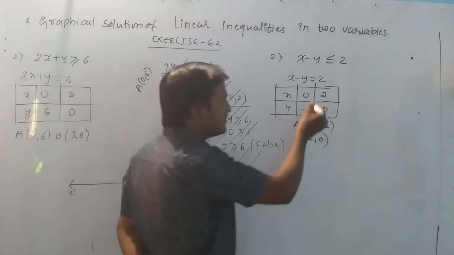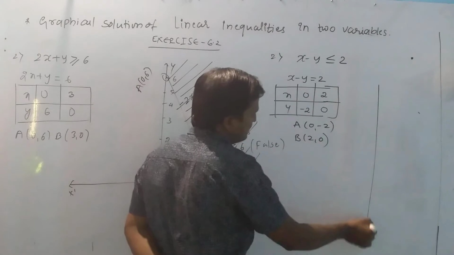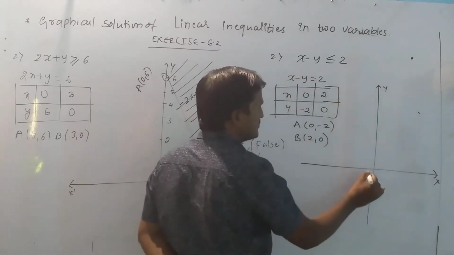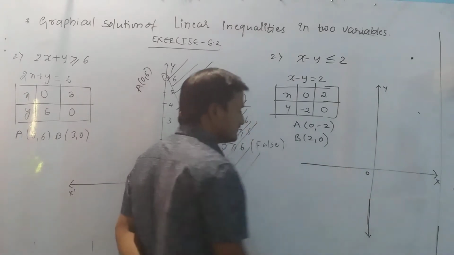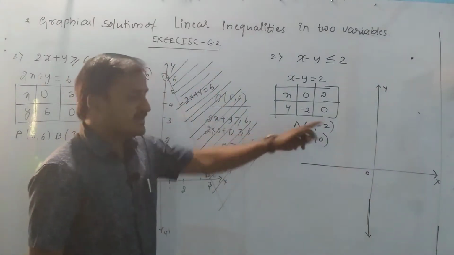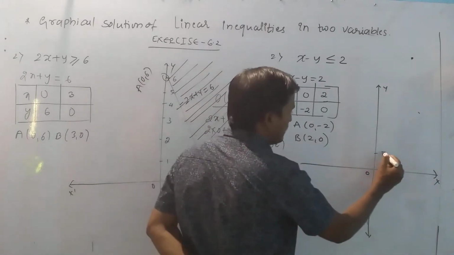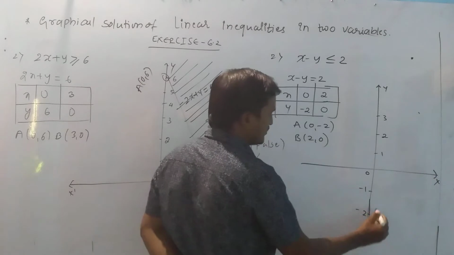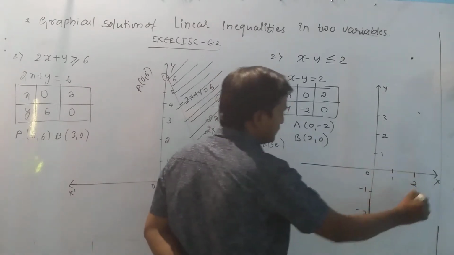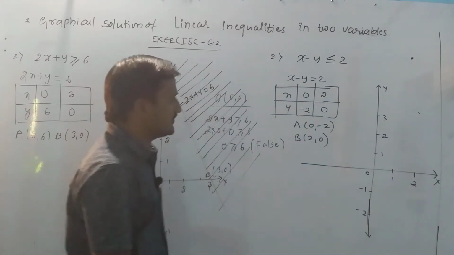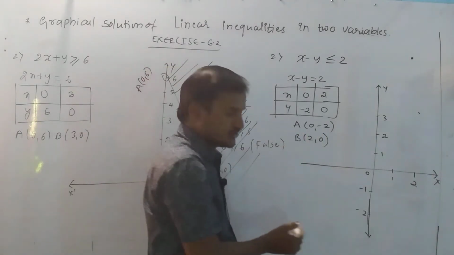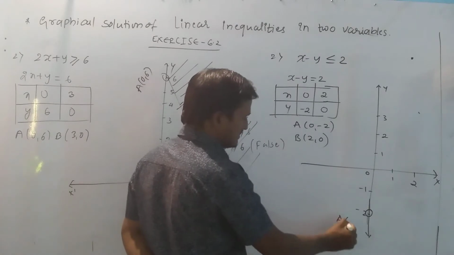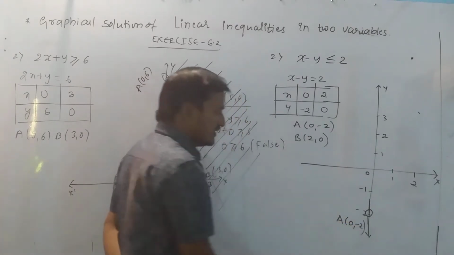Now we have to find the solution by using the graph. Here I need to take the negative y axis. So here 1, 2, 3. Clearly here minus 1, minus 2, 1, 2. So what is the first point? 0 comma minus 2. Value of x equal to 0, value of y equal to minus 2. So this is the point 0 comma minus 2.